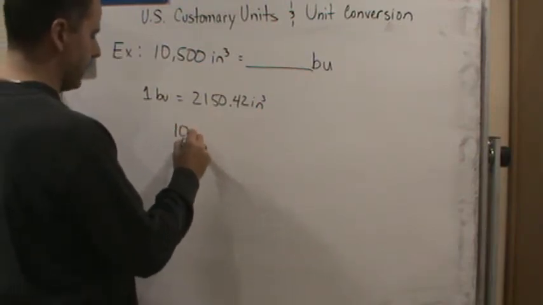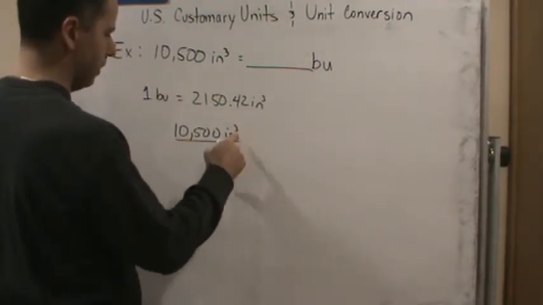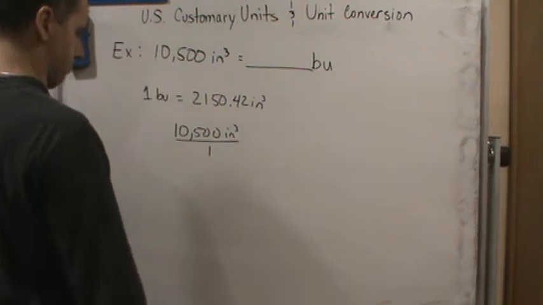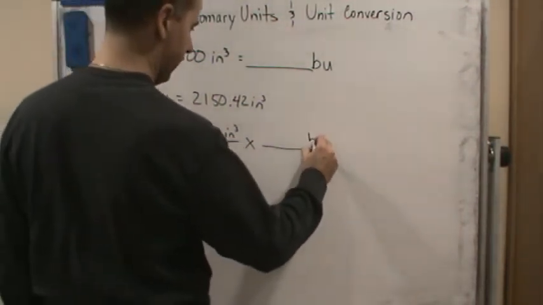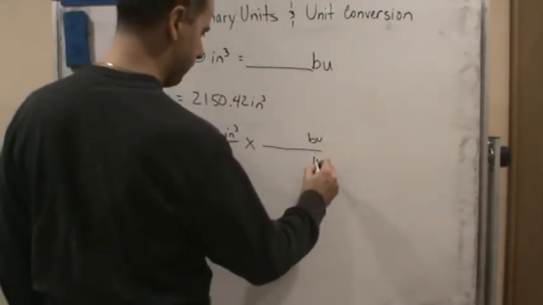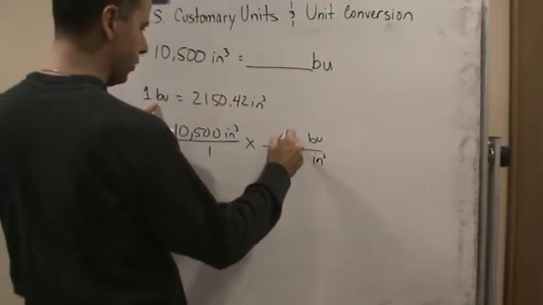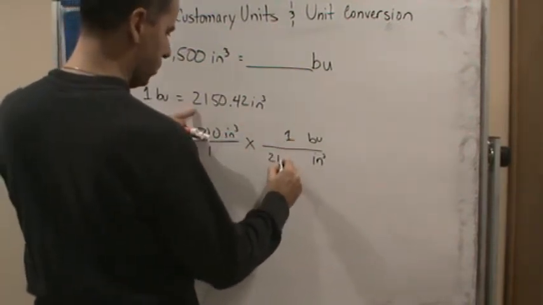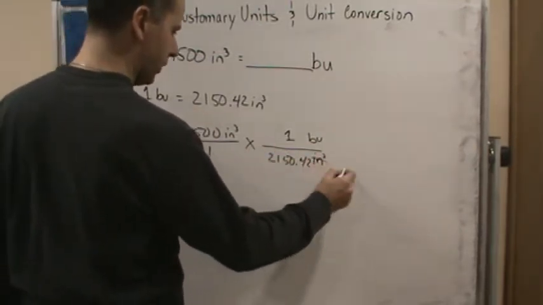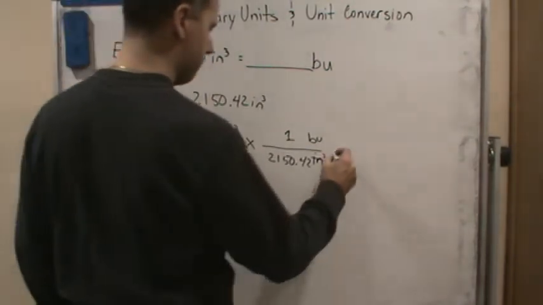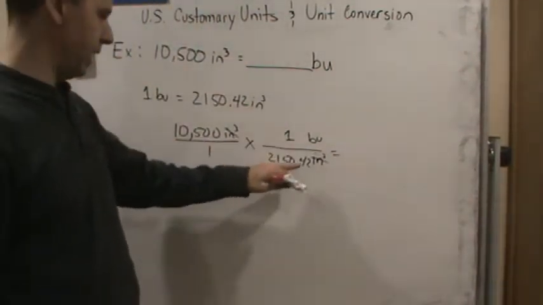So I want to go from 10,500 cubic inches, so I have cubic inches on top. And I want to go to have what? I want bushels on top, and cubic inches on the bottom to cancel with these cubic inches. So that means I'm going to do 1 on top, 2,150.42 on the bottom. And so cubic inches cancels with cubic inches. And now I'm going to divide. So I'm just going to take 10,500 divided by this.